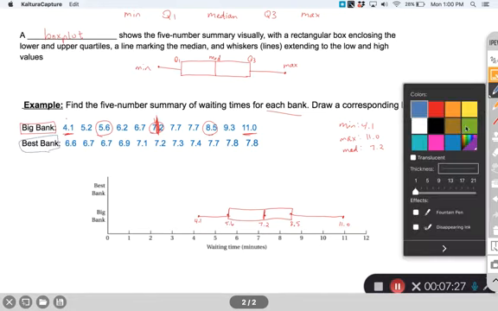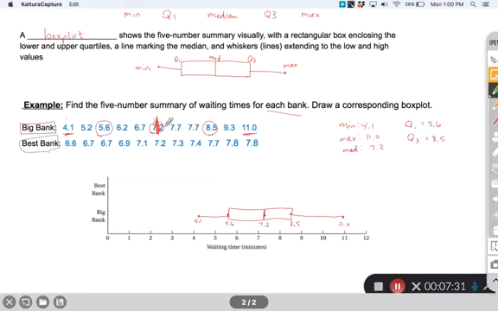Okay, now let's find the same information but for Best Bank. I think I might use a different color, maybe green. Okay, so Best Bank is going to be in green. Again, I have 7.2 as my median, but this time my minimum and maximum are very different. Minimum is 6.6, max is 7.8. Median is the same as last time, 7.2.